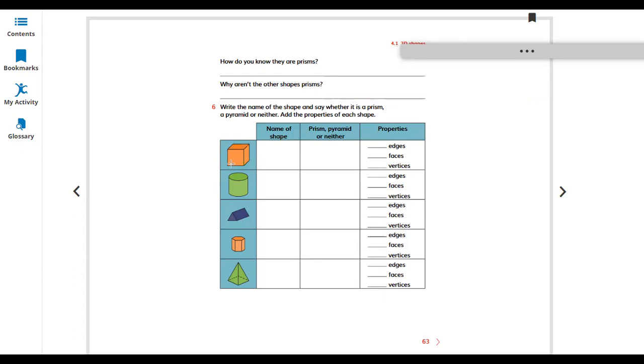So these lines are called edges, not corner. Corners are called vertex. So from one side to another side, these lines are the edges. So there are 12 in a cube.